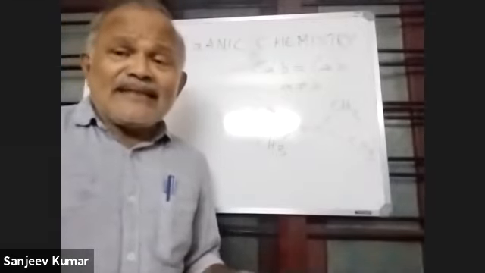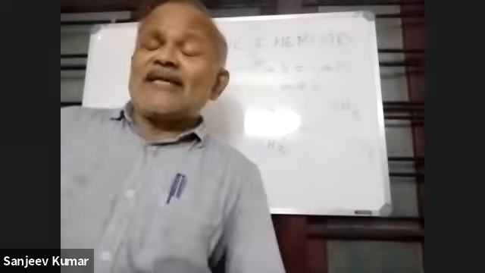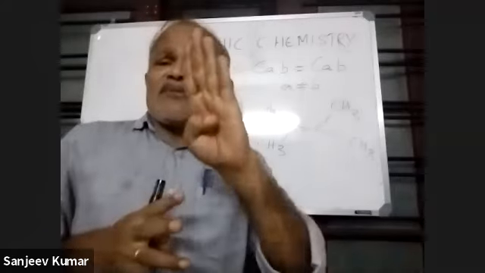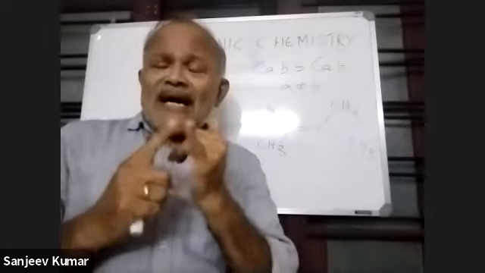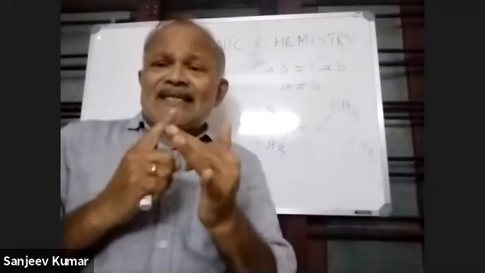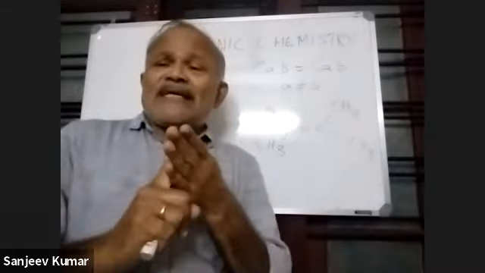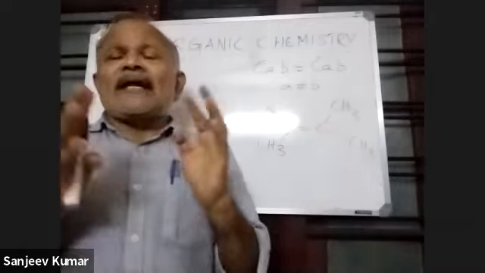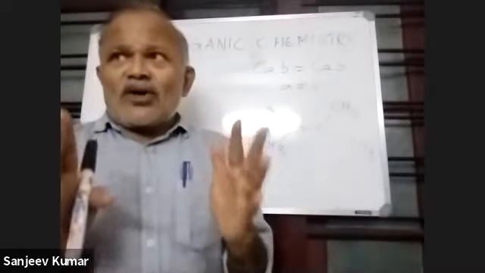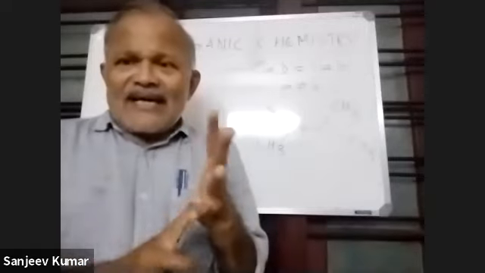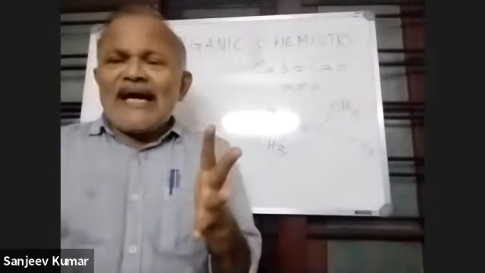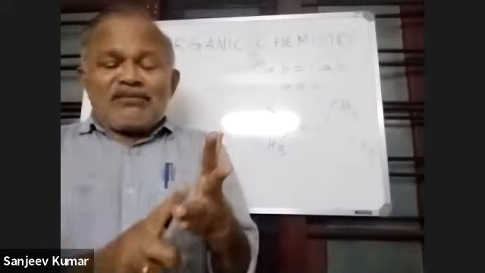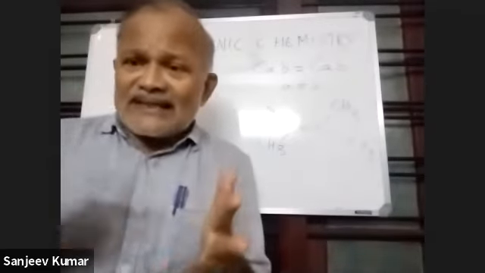That is, where there is a double bond, there is an addition reaction. In the case of reaction mechanisms, all organic compounds will undergo only 4 types of reaction: substitution, addition, elimination, and rearrangement. These are the only 4 types of reaction undergone by organic compounds. In substitution, an atom or group of atoms is replaced by another atom or group of atoms. And if a double bond or triple bond is there, it can undergo addition reaction.